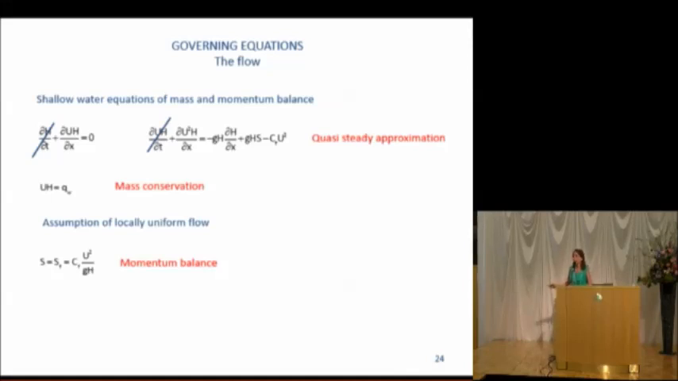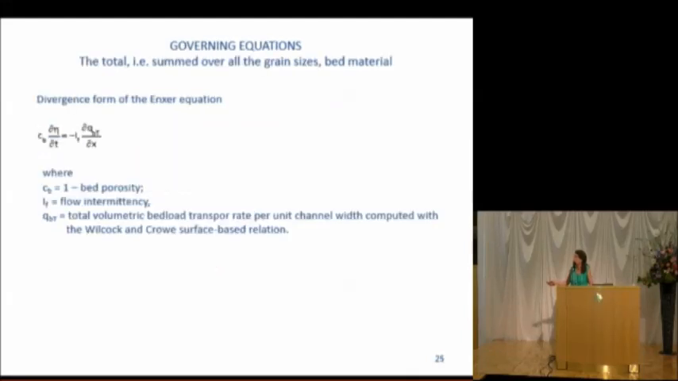To compute channel bed aggradation and degradation, we use the divergence form of the Exner equation, which has this form here, where Cp is 1 minus bed porosity, and If is a flow intermittency factor that accounts for the fraction of time of a year in which our bed is morphologically active. Note here that the divergence of the flux is computed over the total bed load transport rate, which means the sum of the bed load transport rates in every single grain size range.